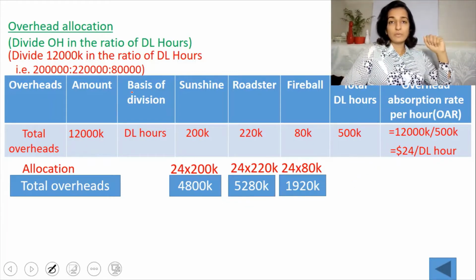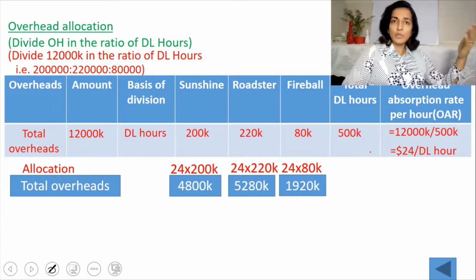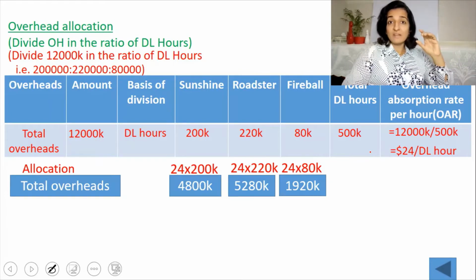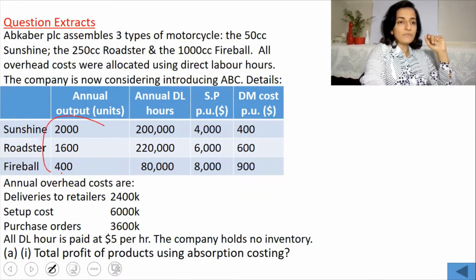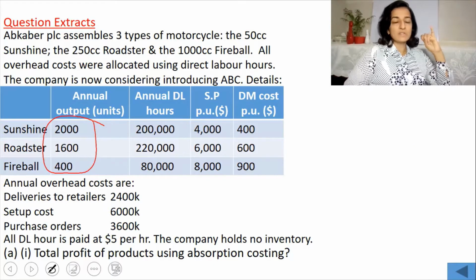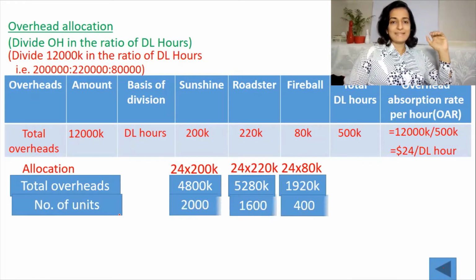And what is it that you have to do next? You have to find out the overhead cost per unit. How do you find out the overhead cost per unit? By dividing by the number of units. So let's check in the question the number of units of each product. From the question, it is 2,000 units for Sunshine, 1,600 for the Roadster, and 400 for the Fireball. So let's make a note of it in the answer. So number of units, it's 2,000, 1,600, and 400.